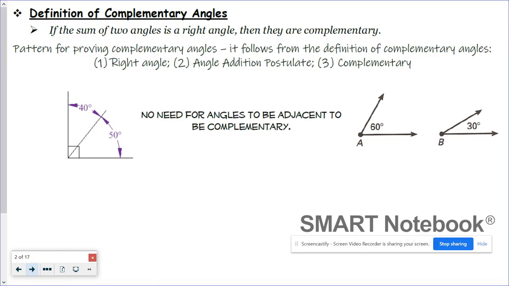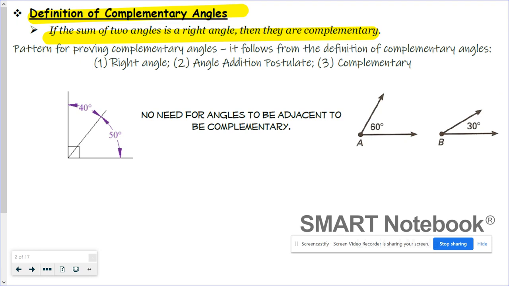So on your reasons sheet, you have the definition of complementary angles. And the definition of complementary angles says, if the sum of two angles is a right angle, then they are complementary. So this sets up a pattern that we will follow when we formally prove two angles are complementary, okay?